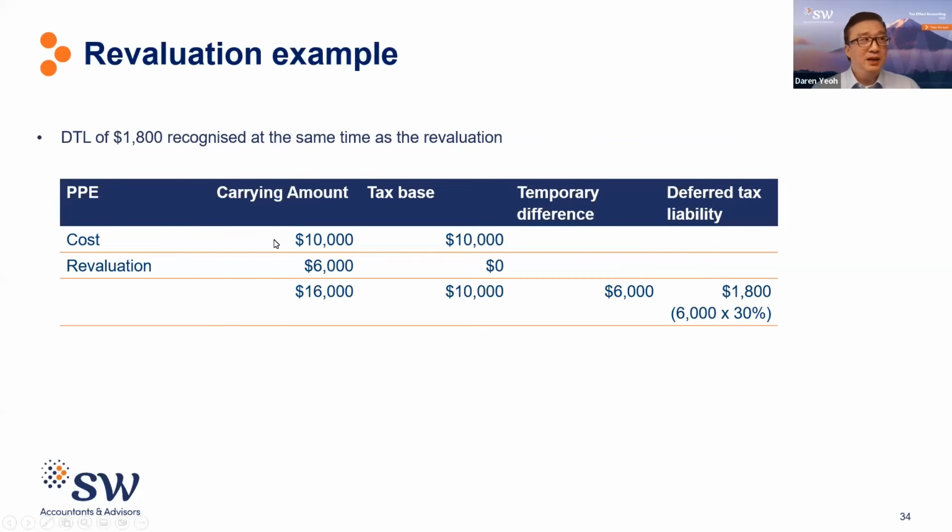You have a plant equipment which costs 10,000. So the tax base equals 10,000. And let's say, for simplicity, you immediately revalue it by $6,000. That revaluation does not change the tax base of an asset. Therefore, you have a carrying amount of 16,000 and a tax base of 10,000, giving rise to a taxable temporary difference of $6,000, which means that you have a deferred tax liability of 6,000 times 30%, or 1,800.